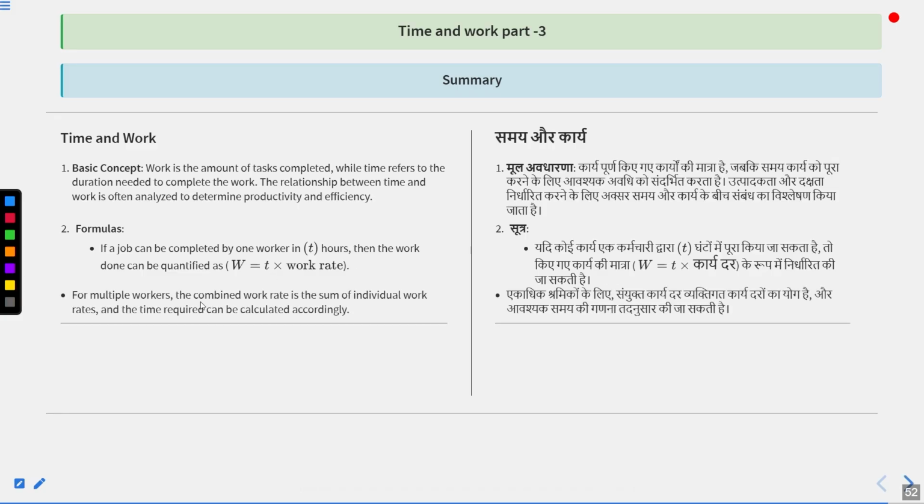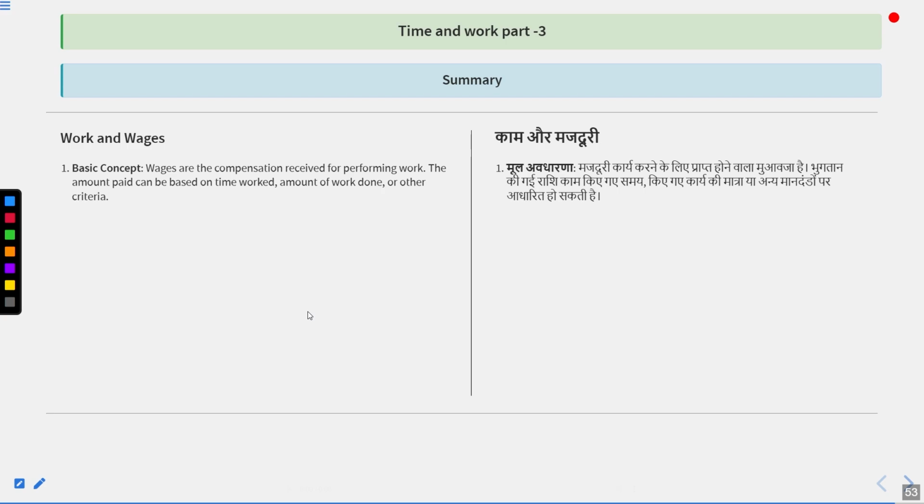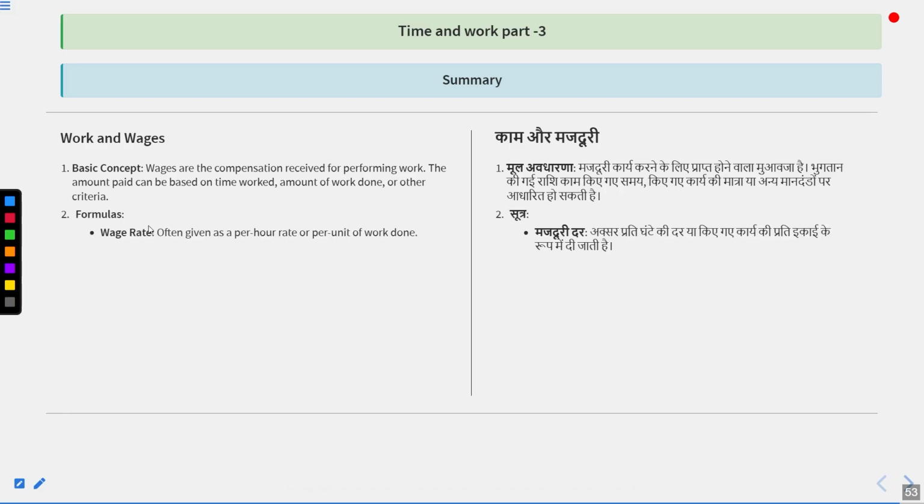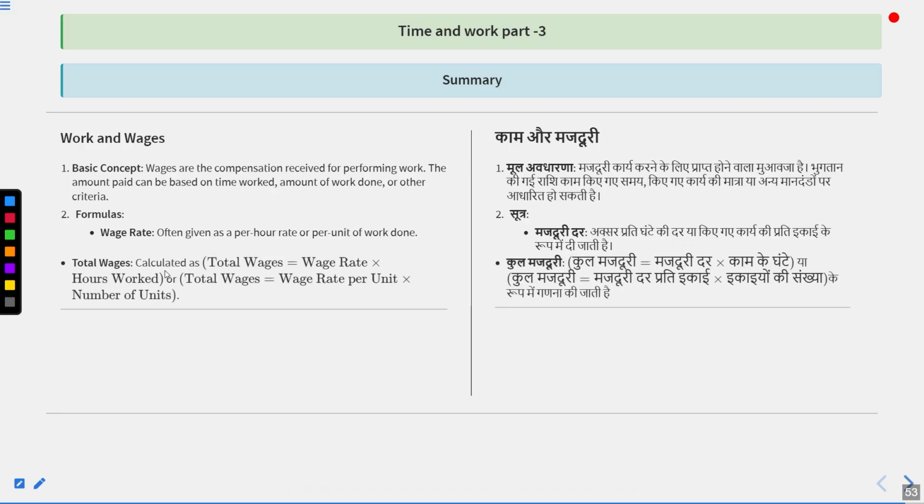Clear? For multiple workers, the combined work rate is the sum of the individual work rates and the time required can be calculated accordingly. Work and wages concept. Wages are the compensation received for performing work. The amount paid can be based on time worked, amount of work done, or other criteria. Formula: wage rate is often given as per hour rate or per unit of work done. So total wage is calculated as wage rate multiplied by hours worked, or we can say total wages equal work rate per unit multiplied by number of units.